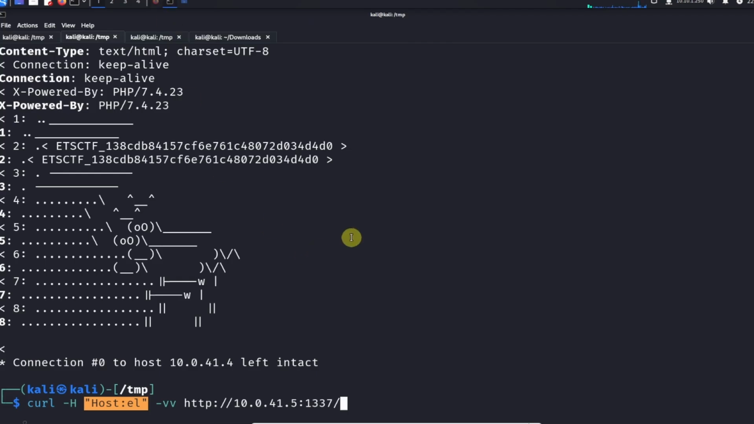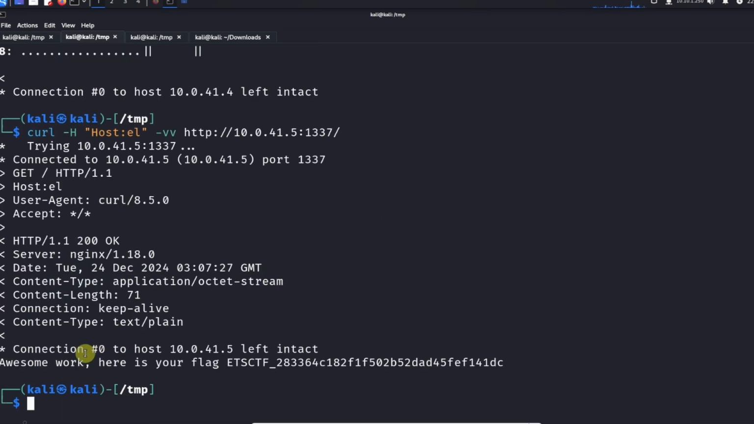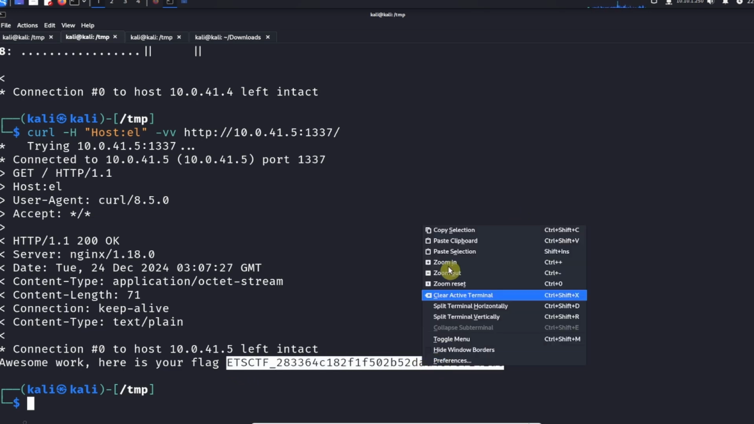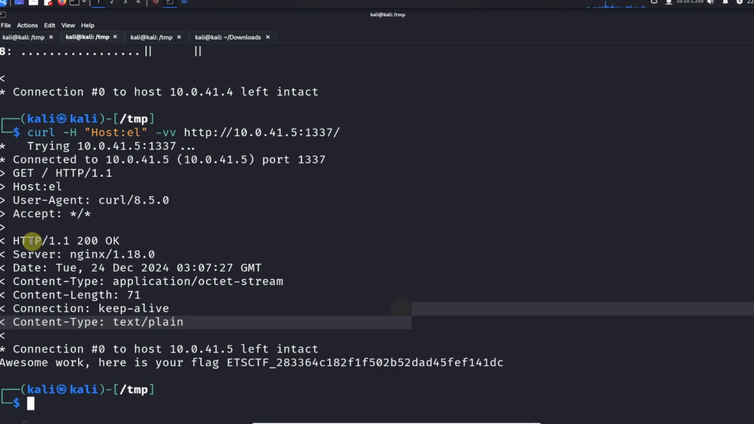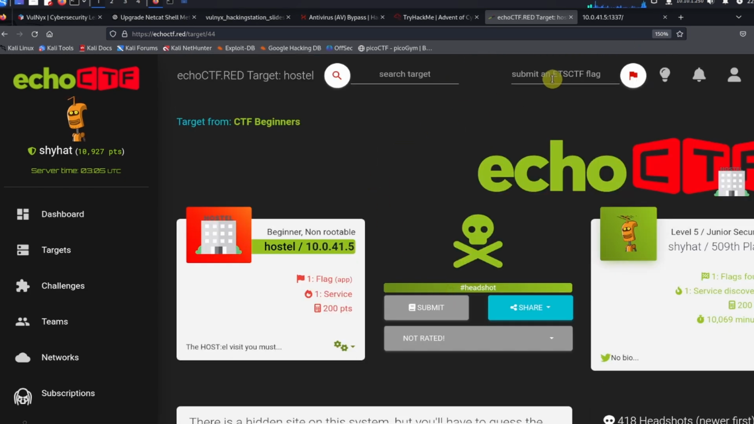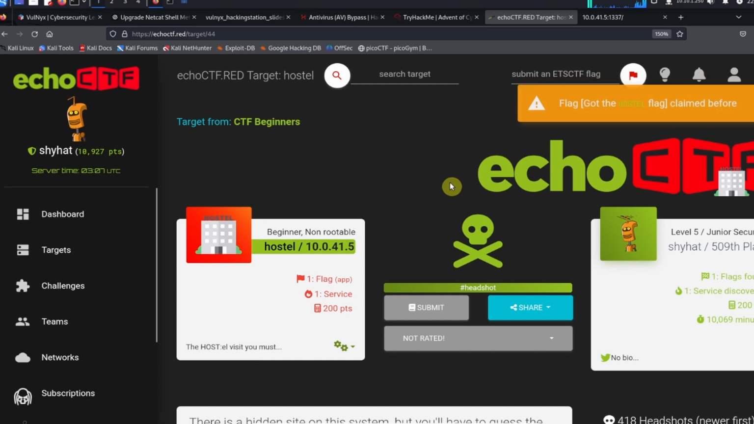So when we access the page with this custom header, it says, awesome work, here is your flag, and we got the flag. So we're just going to copy this. Okay, so all we need to do is go over to the web page and submit this flag, and then claim it, and we're done.